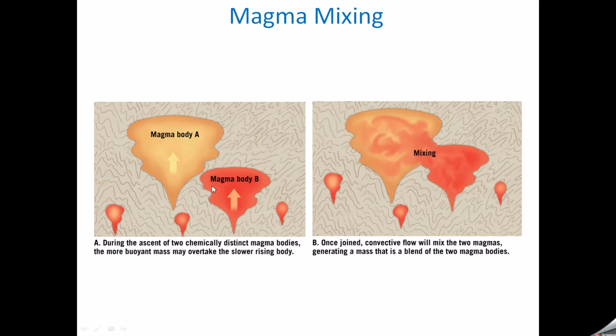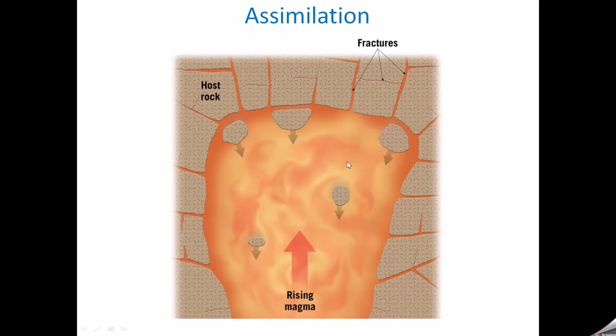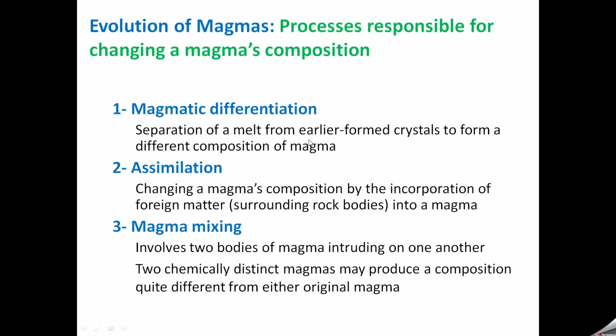So if you have two bodies of magma, one basaltic and the other one granitic or felsic, if these two bodies mixed, they'll create a magma with a completely different composition than both parent A and B magmas. So this is the third process of magma's evolution. So let's read about it.